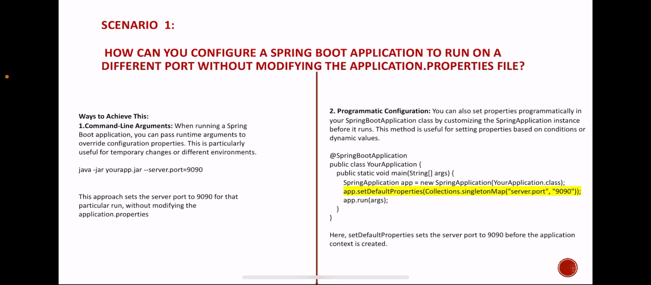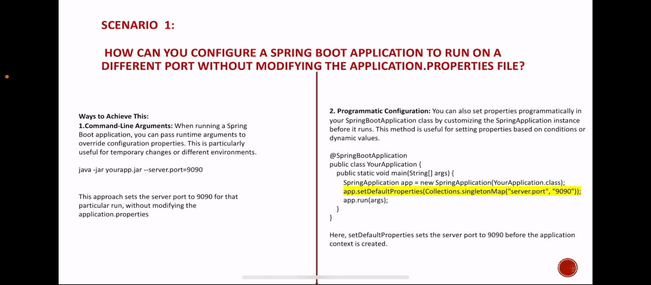The first question is, how can you configure a Spring Boot application to run on a different port without modifying the application.properties file? In the application.properties file, you will definitely have server.port configured. So you don't want to modify it, then how do we do it? One way is command line arguments. When running a Spring Boot application, you can pass runtime arguments: java -jar, your app name, and server port, where you can specify the port you want to run.